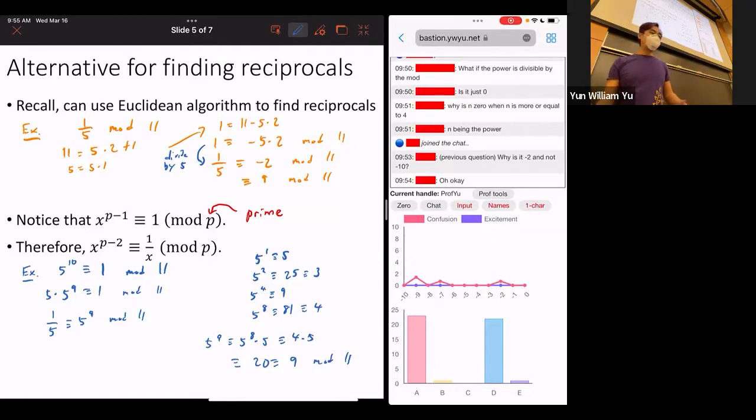Depending on which one you're more comfortable with, you may want to choose to find reciprocals one way or the other. But now you have two completely separate ways of finding reciprocals in prime moduli.